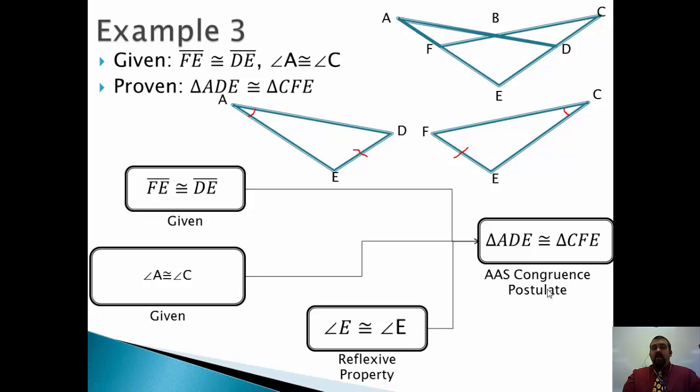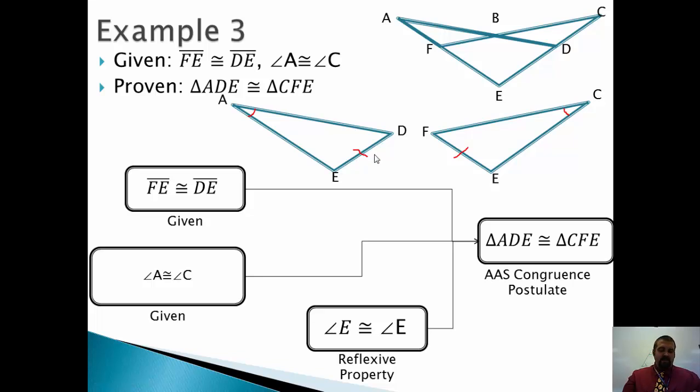It was made a whole lot easier by redrawing the triangles. And honestly, the only thing that I wasn't given was that angle E was congruent to angle E. And once I had that, I had angle, angle, side. Angle, angle, side. And there we go.